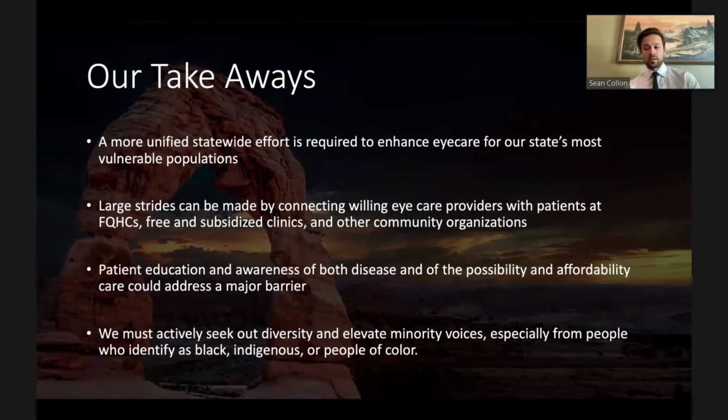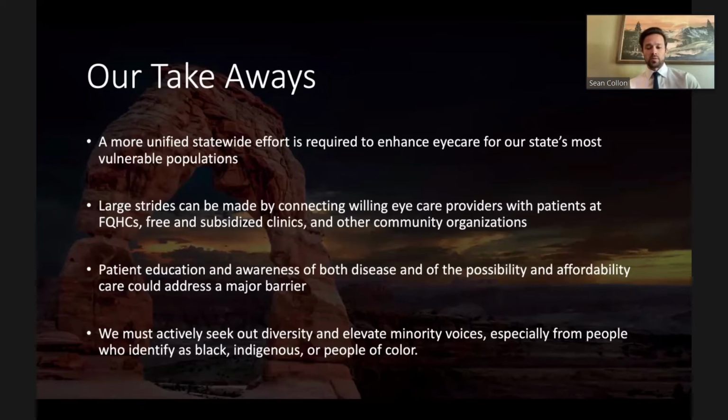And then we also recognize that within our own study group and within our pool of respondents, we did not have a very diverse group. And going forward in this study, we'd like to more actively seek out the voices and opinions of people who identify as Black, Indigenous, people of color, and in general to seek out minority voices and opinions.